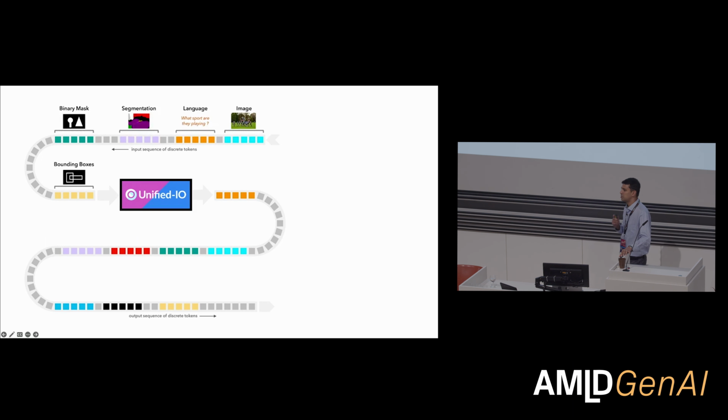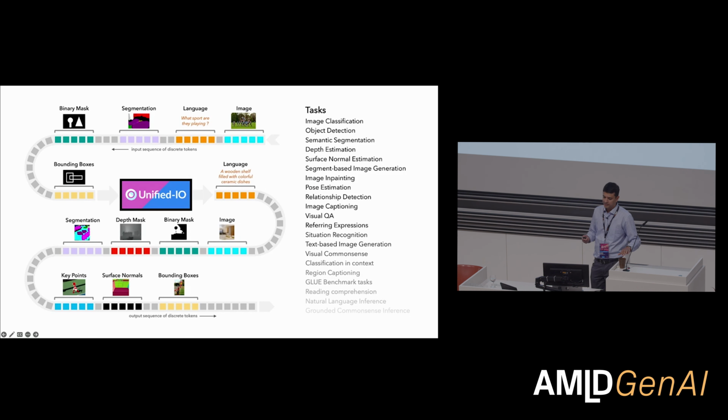The schematic of Unified I/O really resembles a language model. It takes in a long sequence of tokens, and it produces a long sequence of tokens. And of course, these tokens are not just images. These tokens can be all kinds of data. So Unified I/O can input language, it can input images, it can input bounding boxes, it can input segmentation masks, and it can do the same at the output.